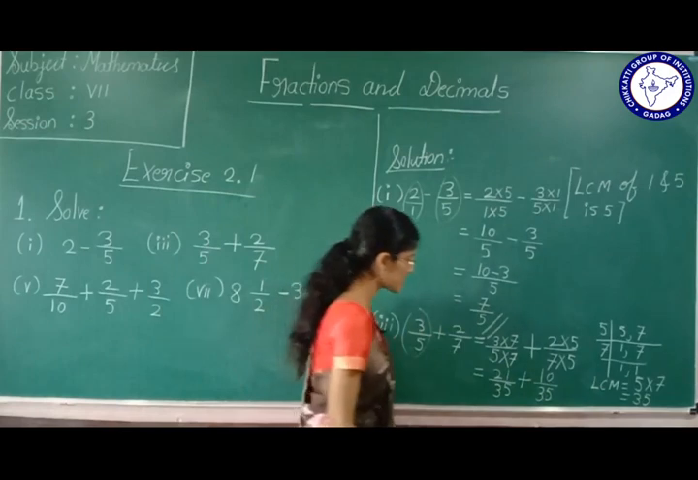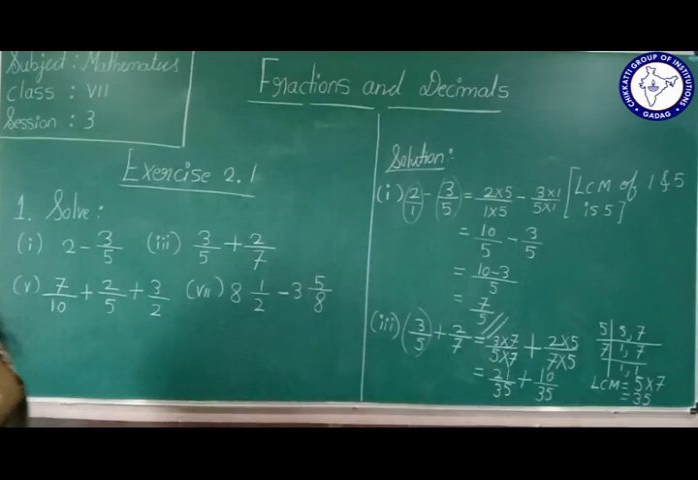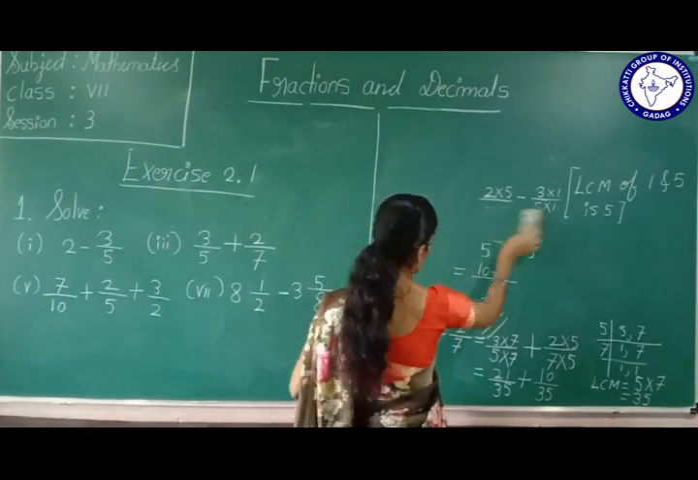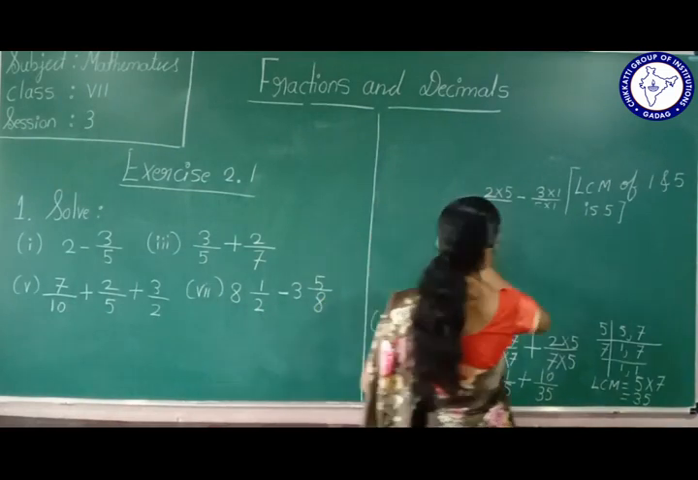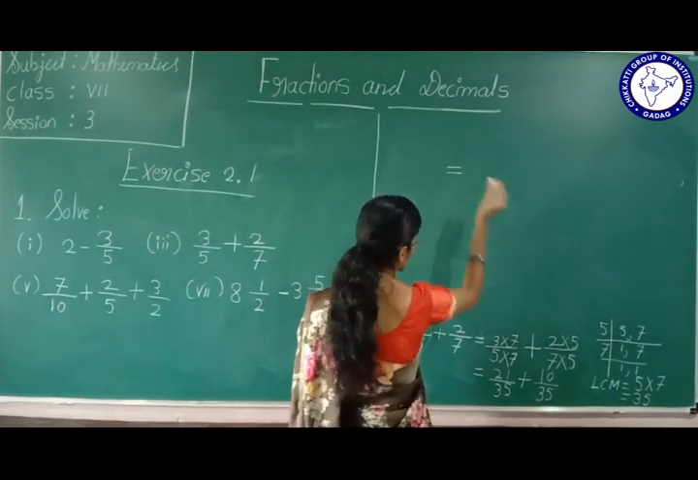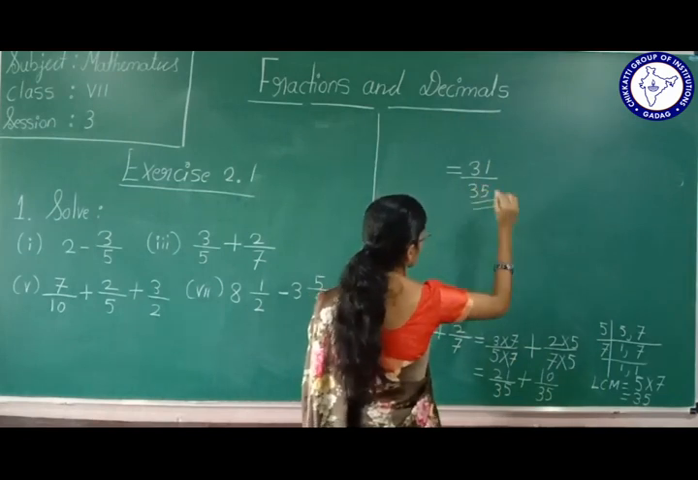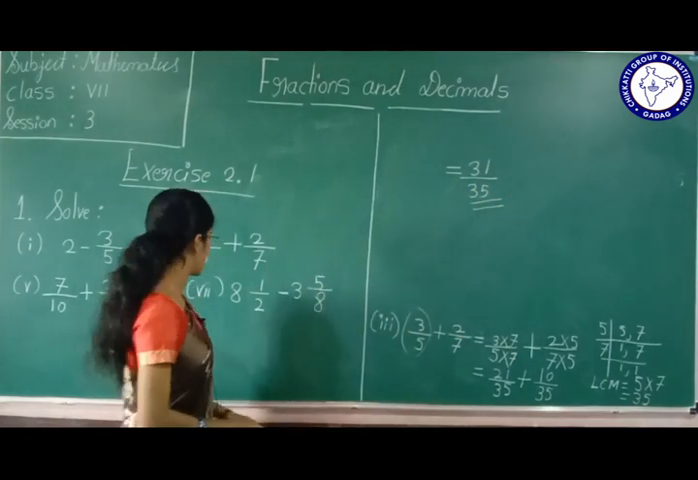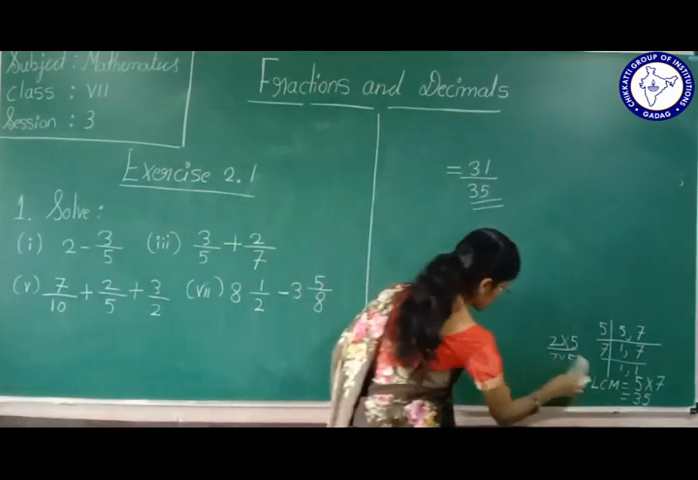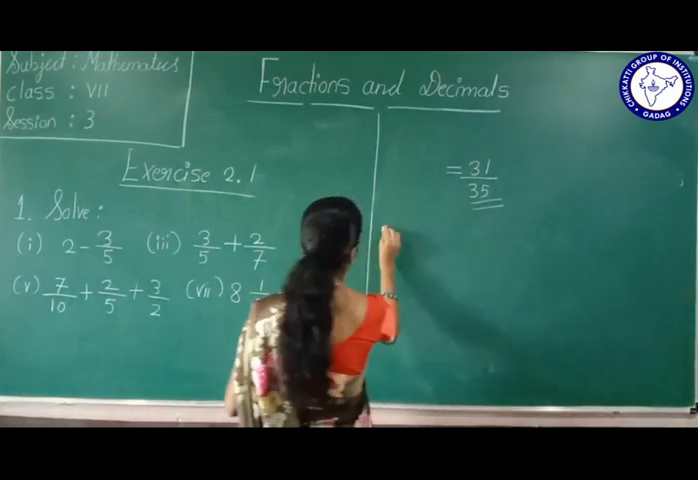What is 21 plus 10? 21 plus 10 is 31. It will be 31 by 35. Okay, this is about the second one. Now we will solve the fifth one.